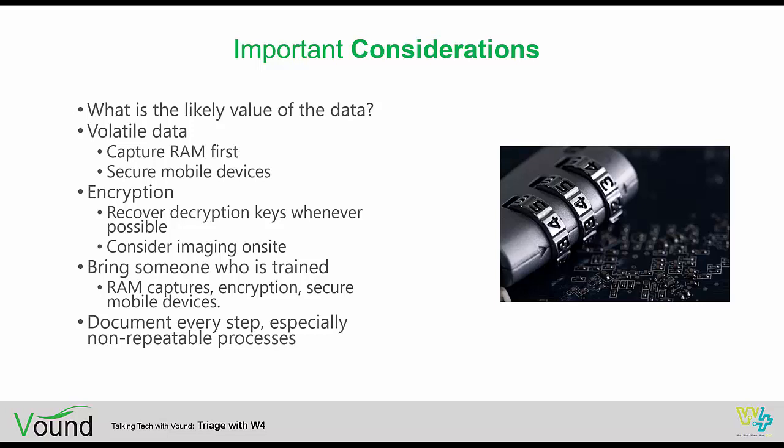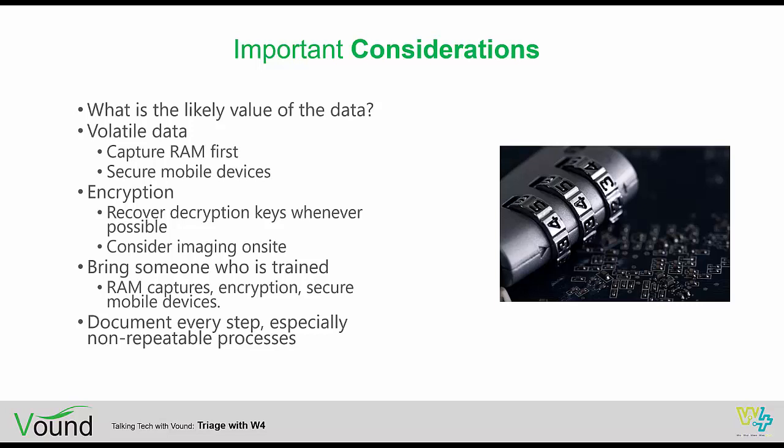Encryption. It's becoming way more common out there. If any wrong moves are made during the collection, especially when dealing with encryption, it can mean the difference between getting the data today or 20 years to never. So you want to make sure that you have someone that can identify that encryption. This can be as simple as looking on the desktop for any lock icons, any running encryption tools on the taskbar, things like that. You also want to have a method to recover decryption keys whenever possible.